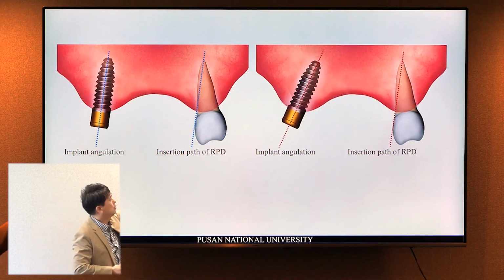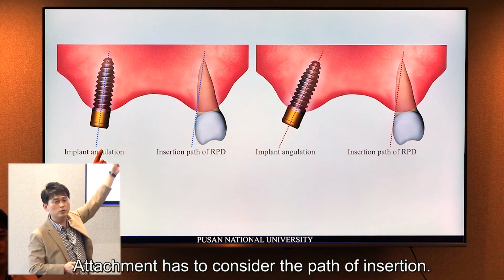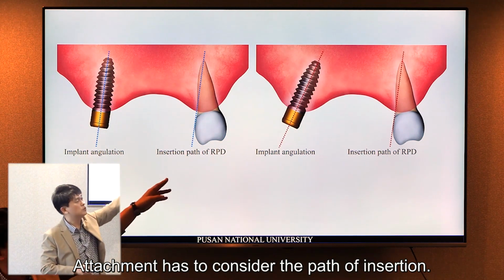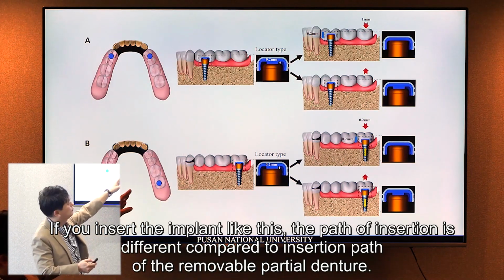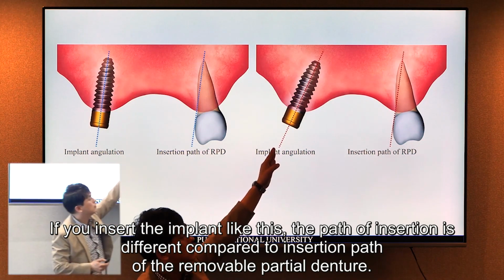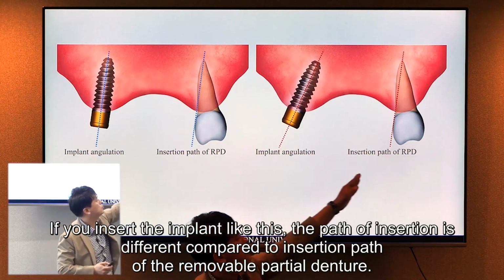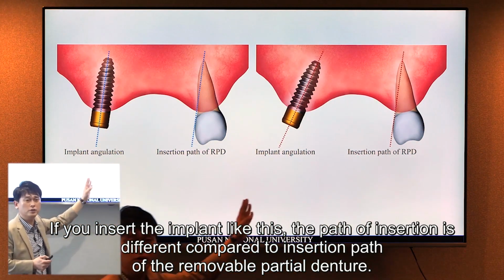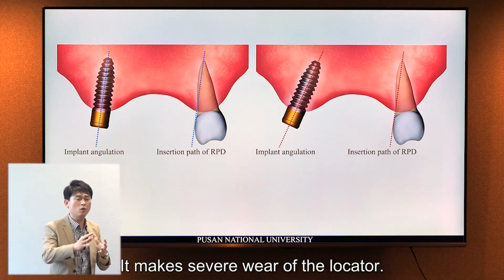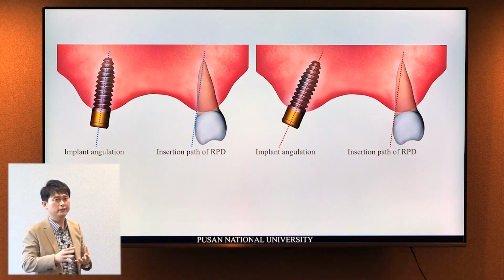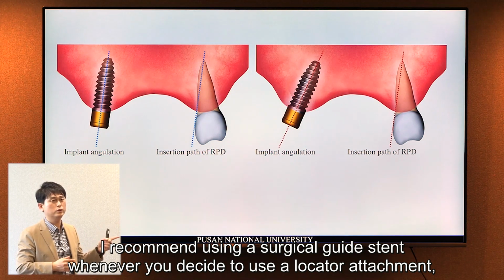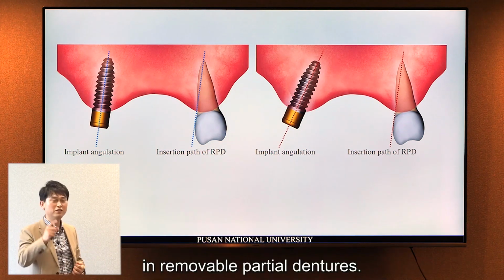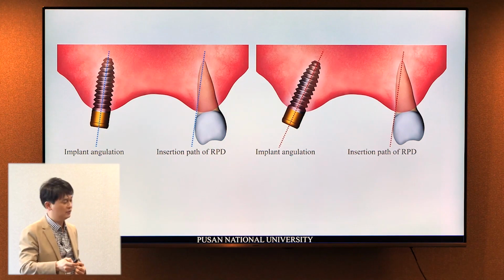As I told you, the attachment has to consider the path of insertion. If you insert the implant like this, the path of insertion is different from the insertion path of the partial denture. It makes severe wear of the locator. So I recommend using a surgical guide stent whenever you decide to use the locator attachment in a removable partial denture.